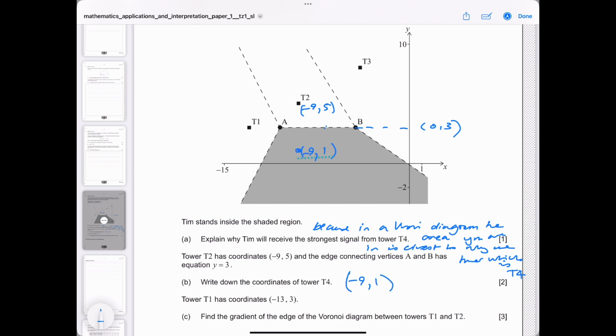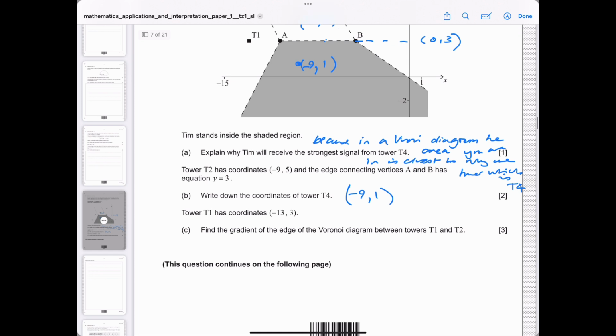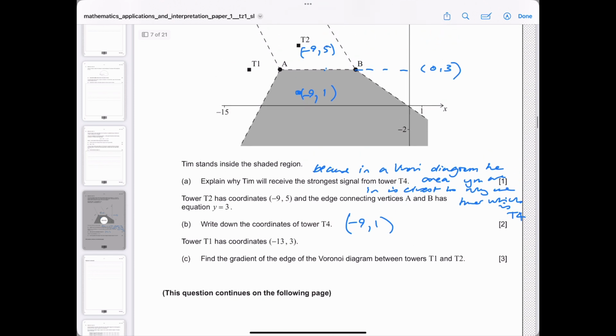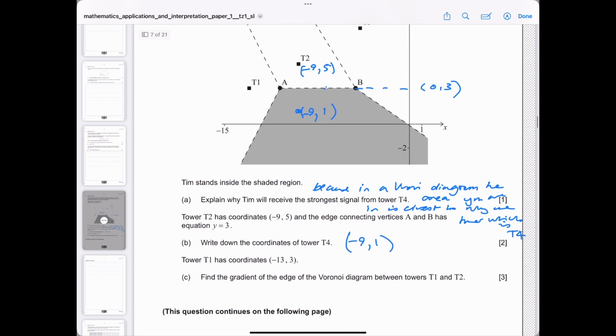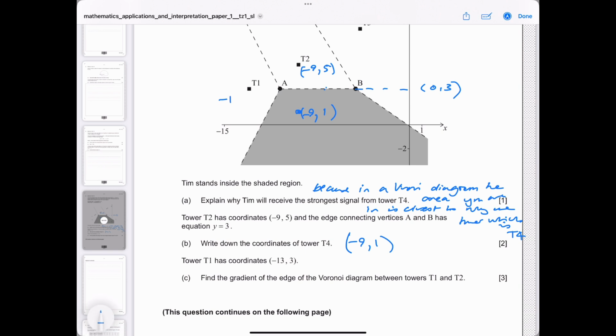Basically, anything that's within its own area is the closest you'll be. So if you're in the area on the other side of AB, you'd be in the area of tower 2. Tower 1 has coordinates -3, 13, 3. Okay.